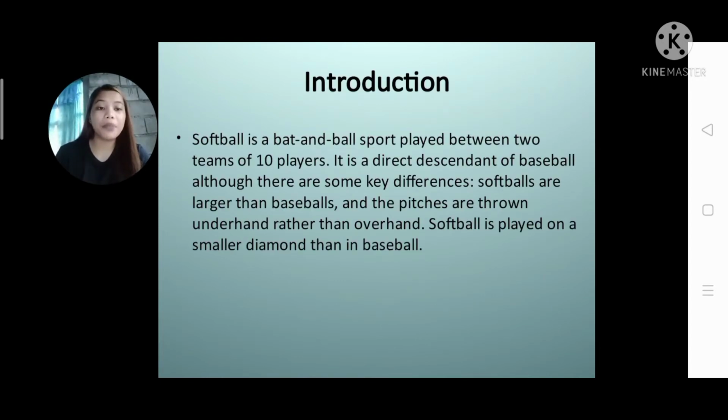Softball is a bat and ball sport played between two teams of 10 players. It is a direct descendant of baseball, although there are some key differences. Softballs are larger than baseballs, and the pitches are thrown underhand rather than overhand. Softball is played on a smaller diamond than in baseball.